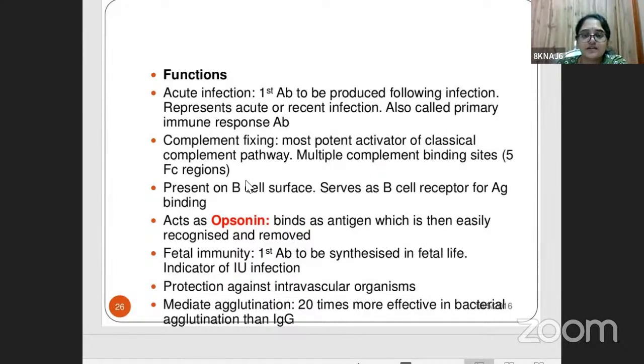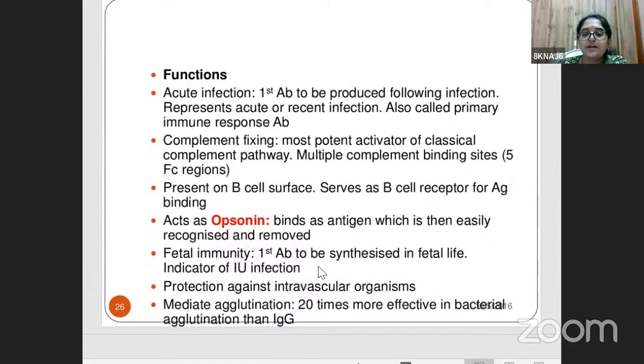And it can fix complement. Basically, it activates the classical complement pathway. We will look into it in the next chapter. It has multiple complement binding sites, so you have 5 Fc regions and 10 Fab regions. It is present on the B cell surface, so it serves as a B cell receptor for antigen binding. It also acts as an opsonin. That is, it binds to the antigen, which is then easily recognized and removed.